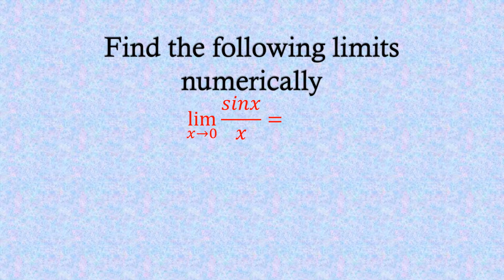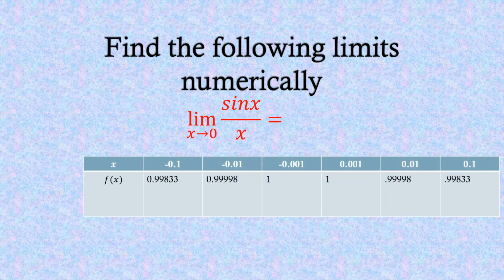Actually, that form 0 over 0, we're going to call indeterminate. We're going to talk about that later in the video, but that's called an indeterminate form when you get 0 over 0. So let's look at it numerically. If I were to use my handy dandy calculator and put in some values for sine x over x as x approaches 0, I'd get a table that looks sort of like this.